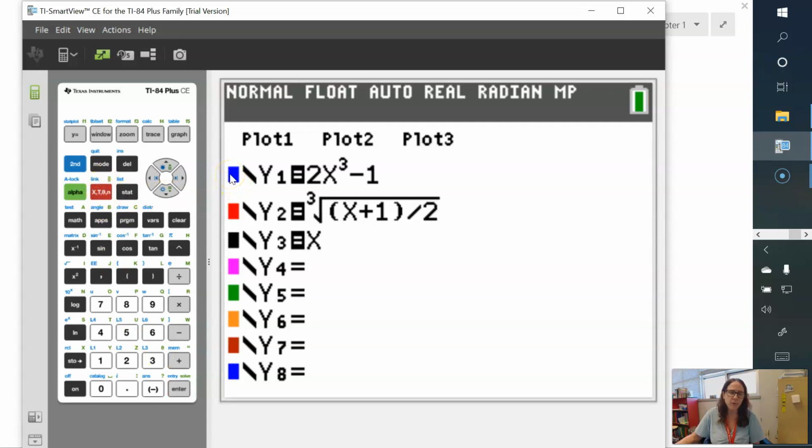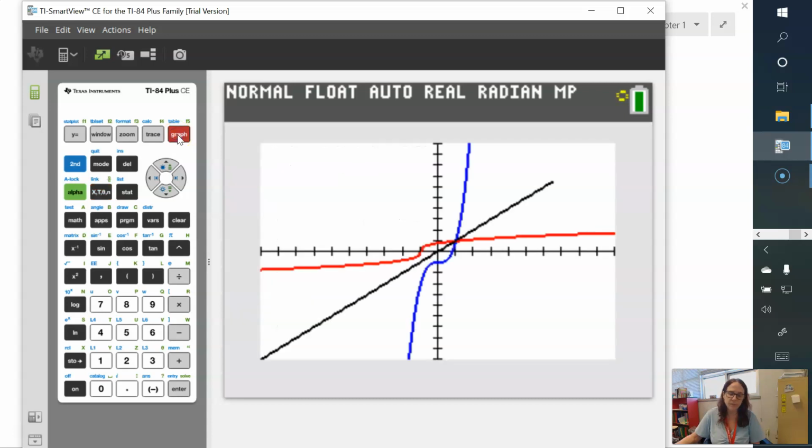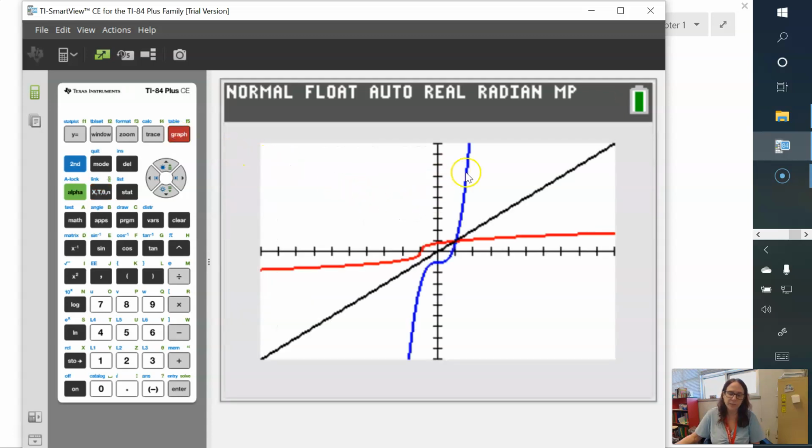So the blue is f of x, the red is g of x, and then the black one is going to be the line of symmetry. See that?